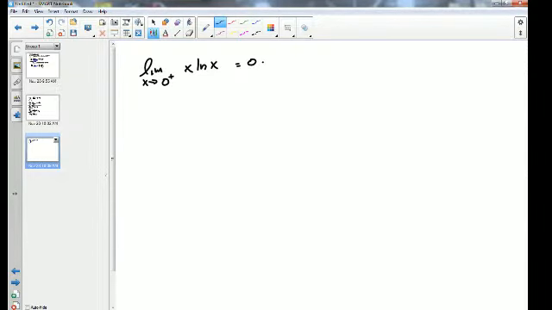And what's natural log if we're approaching 0 from the right? Okay, natural log, the graph looks like this. So we're approaching 0 from the right. It goes to negative infinity. So that's an indeterminate form.